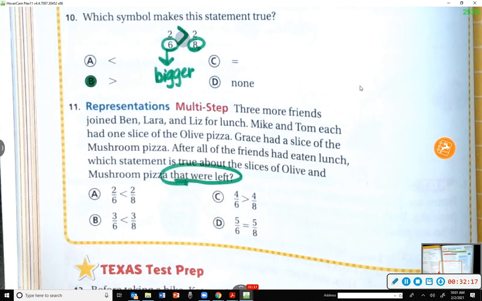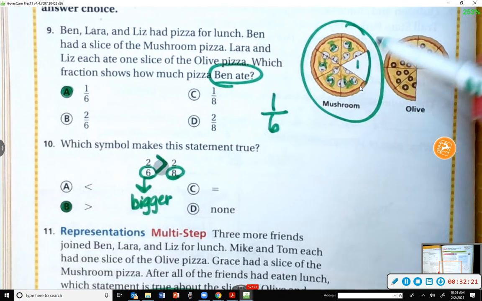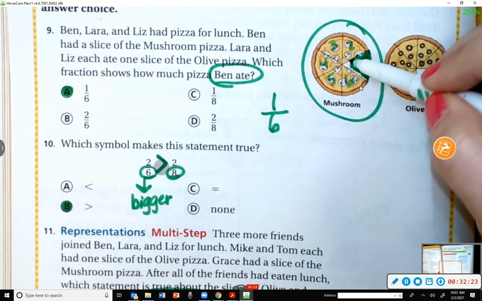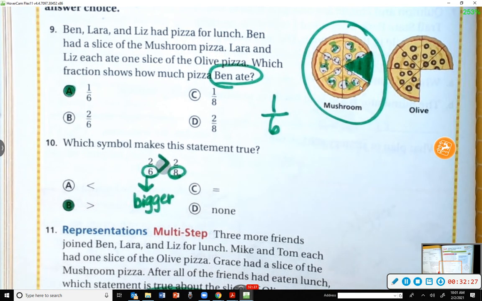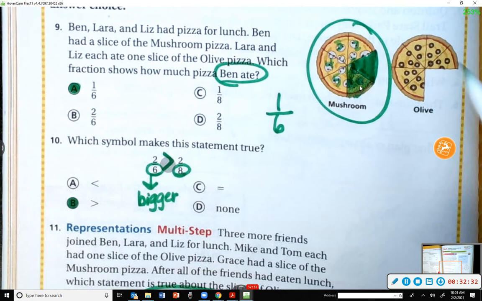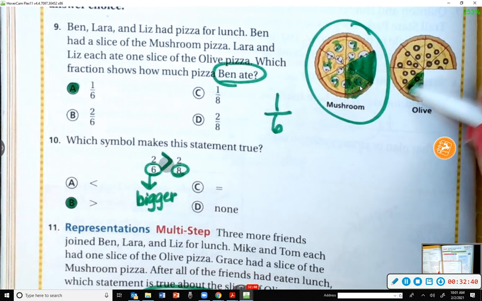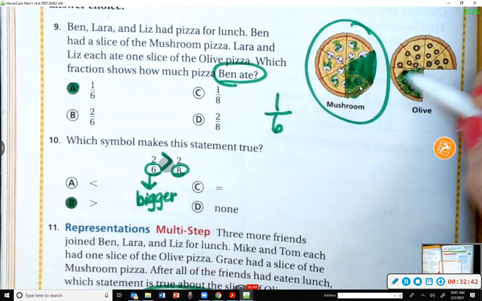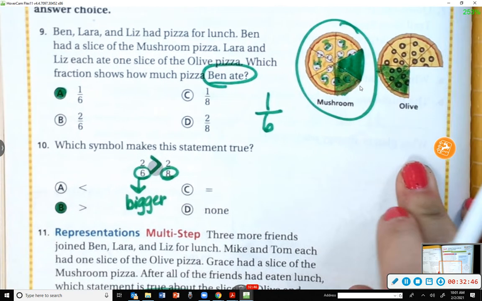Okay, so let's look at the mushroom pizza. I know Ben ate one slice. Okay, and then it said Grace had a slice. So I shade that. Mike and Tom each had a slice of olive pizza. So I take that out and that out. Okay, so now we're comparing how much is left.